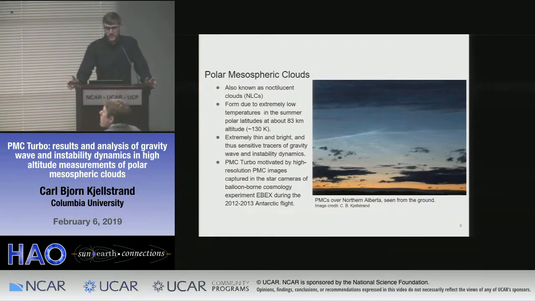So PMC, and PMC-Turbo, stands for polar mesospheric clouds. They're also known as noctilucent clouds. A lot of people still call them NLCs instead of PMCs. We're not always looking at them at night, and we're also comparing satellite data, so polar mesospheric clouds is perhaps a more useful term. They form basically due to extremely low temperatures at polar summer latitudes. It's actually, I think, the coldest naturally occurring temperature on Earth.